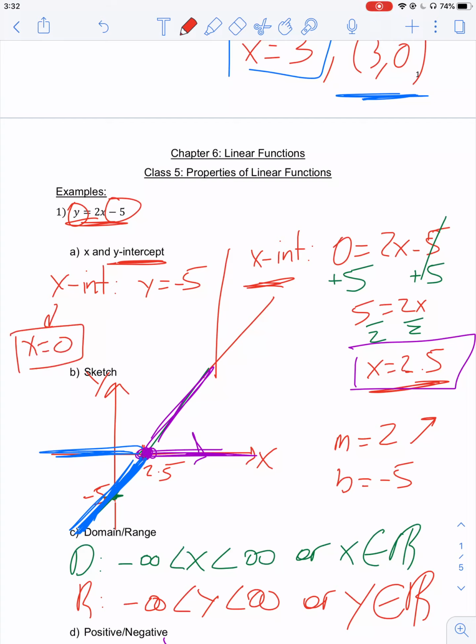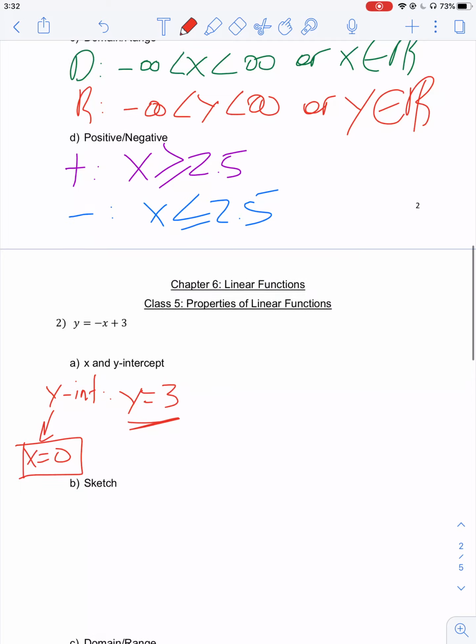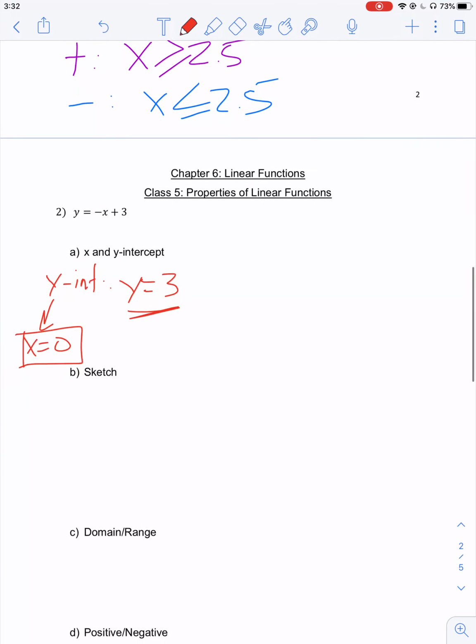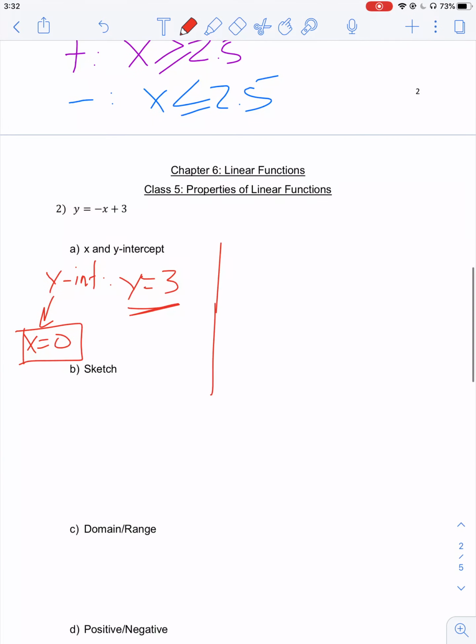Now for the x-intercept, x-intercept means that your y has to equal 0. So let's calculate the x-intercept on the side over here. The x-intercept happens when y equals 0, so I'm going to replace y by 0 and just solve for x. So I'm going to get 0 equals minus x plus 3.